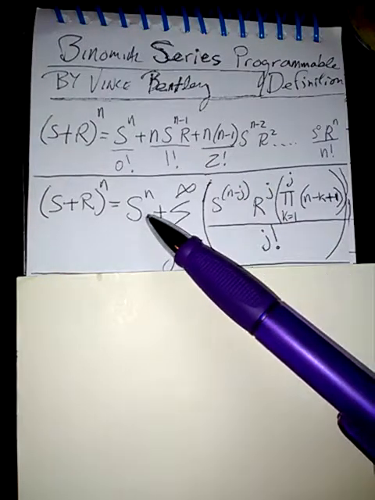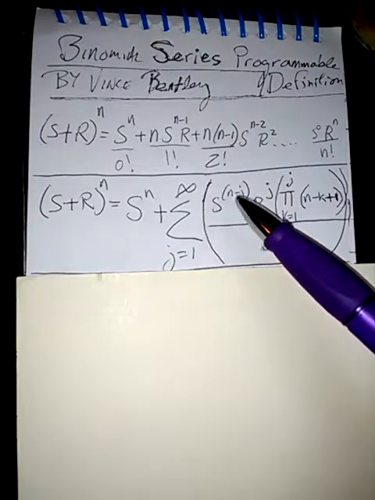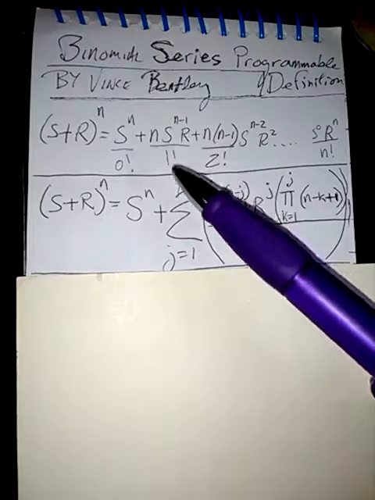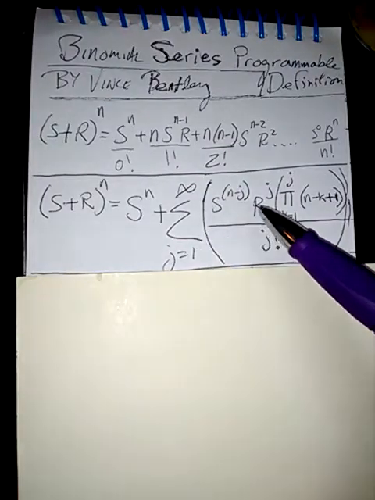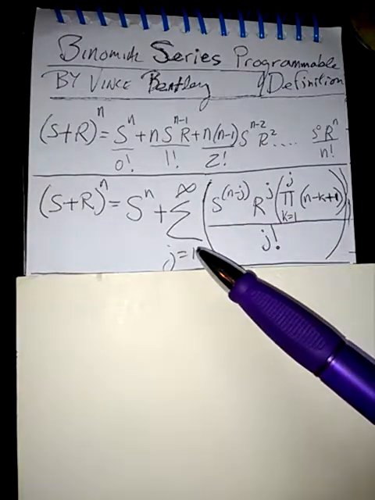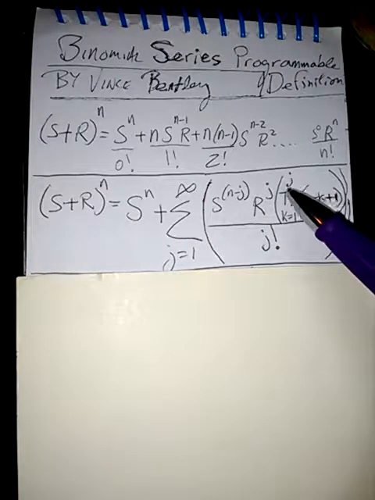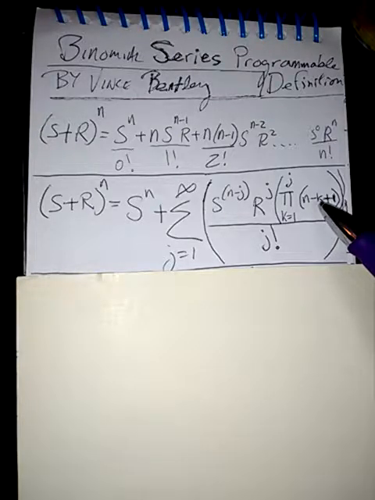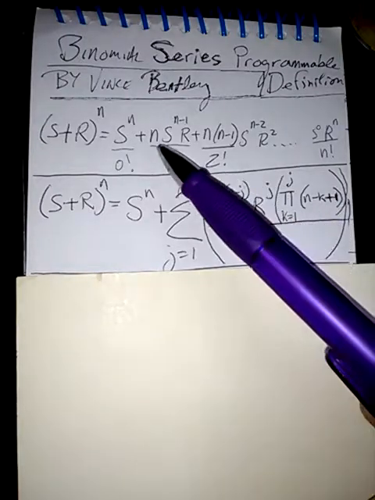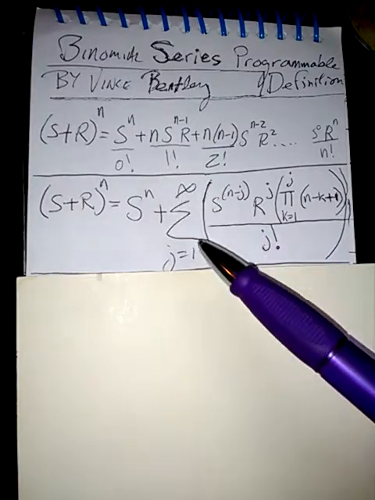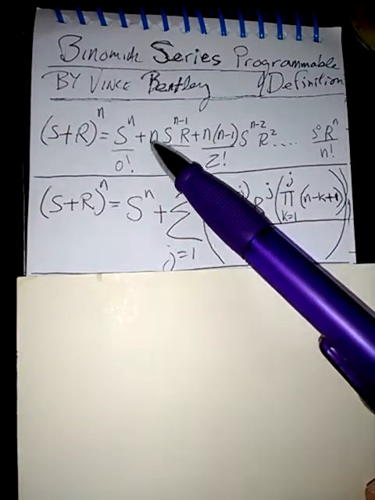So notice that if j equals 1, we'll stick a 1 in there. We'll get s to the n minus 1, and lo and behold, that is this term right here. If j equals 1, we'll get r to the 1, and that is that person right there. And if j equals 1, we'll get a 1 right here. k will go from 1 to 1, which means just k will equal 1. We'll stick a 1 in here. And negative 1 plus a positive 1 is 0. And we'll get n, which is that person right there. And if j equals 1, we'll get 1 factorial, which is this right here. So for j equals 1, we do generate this term right here.